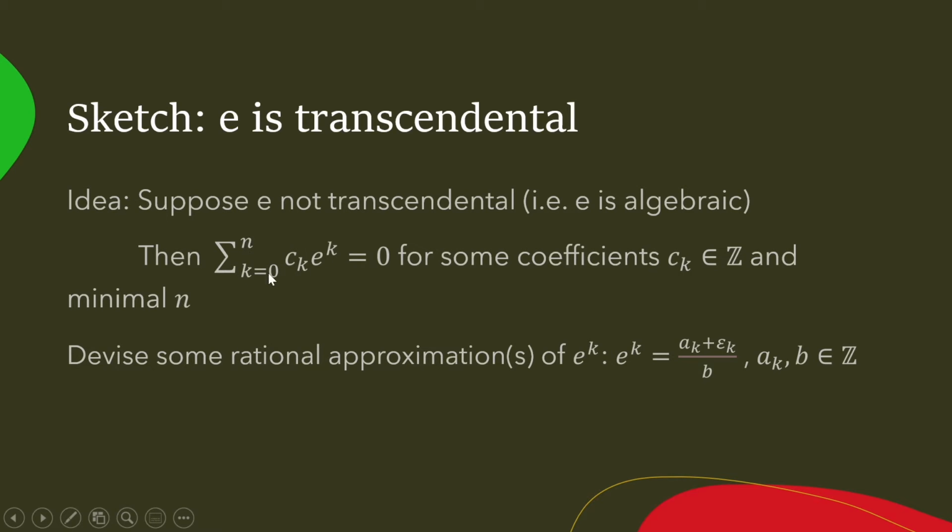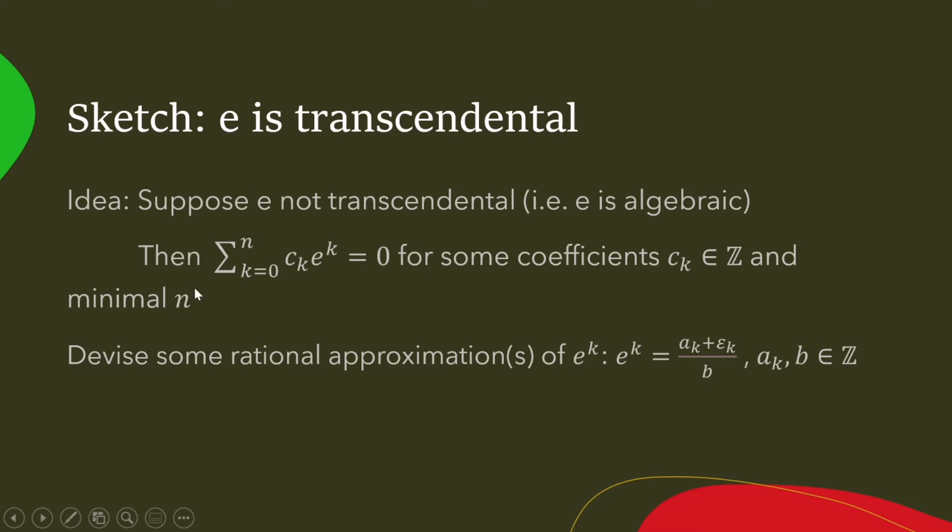So the sum k equals 0 to n, for some n, of the coefficient c sub k times the powers e to the power k. So e being a root of that polynomial means this is going to evaluate to 0 when you plug in e. And this is just for some choice of coefficients c sub k that are integers and a minimal n, where n would be the degree of this polynomial.